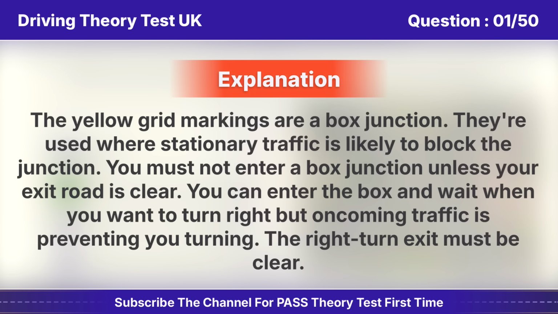The yellow grid markings are a box junction. They're used where stationary traffic is likely to block the junction. You must not enter a box junction unless your exit road is clear. You can enter the box and wait when you want to turn right, but oncoming traffic is preventing you turning. The right turn exit must be clear.